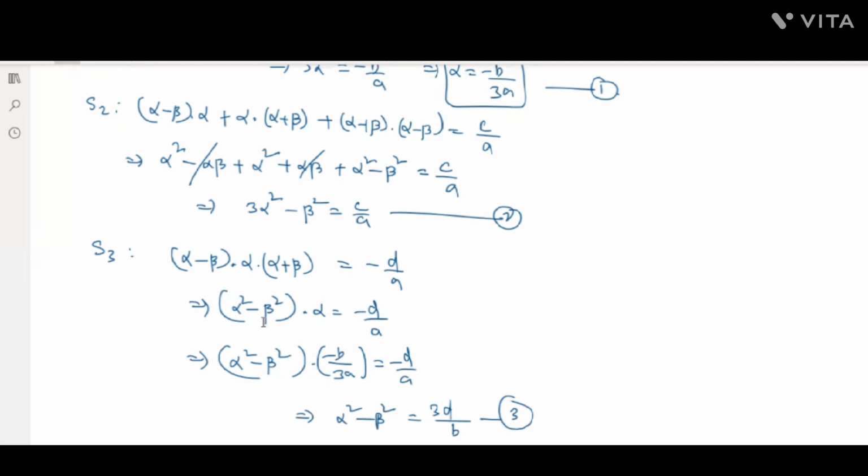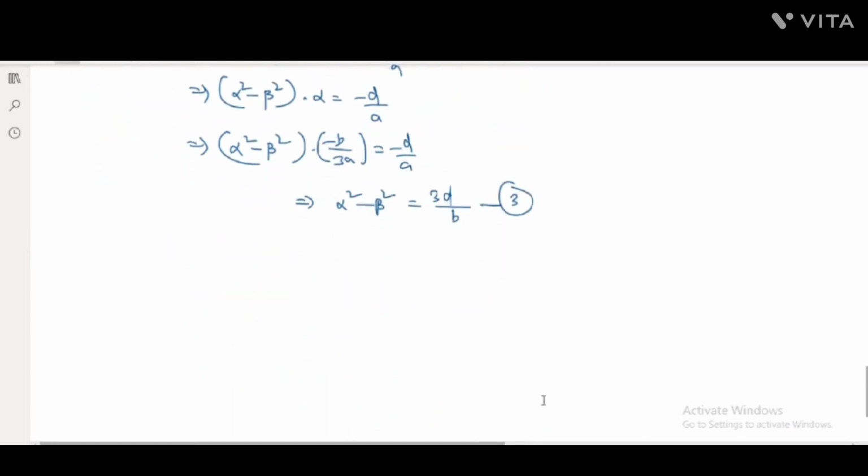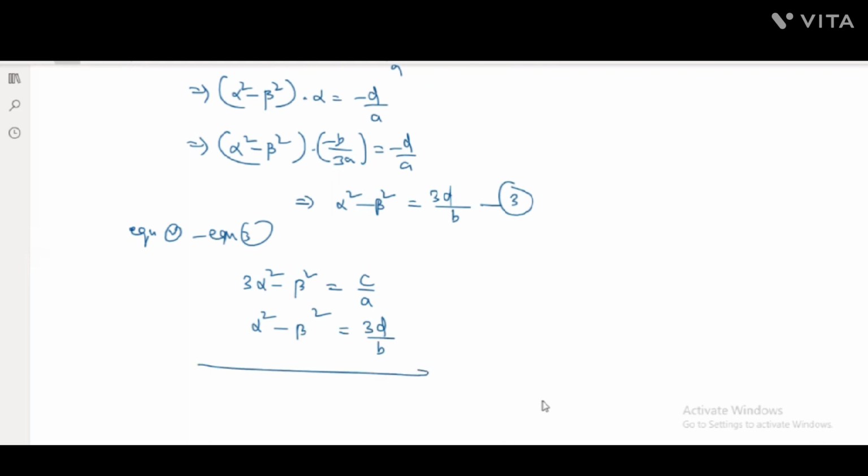Now let's solve this and substitute the beta square value. We do equation 2 minus equation 3. Equation 2 is 3 alpha square minus beta square is equal to c by a, and equation 3 is alpha square minus beta square is equal to 3d by b. If we subtract these two, we get 2 alpha square is equal to c by a minus 3d by b.